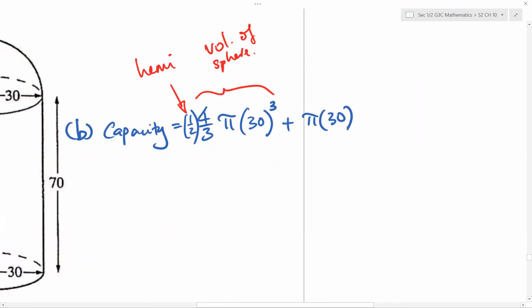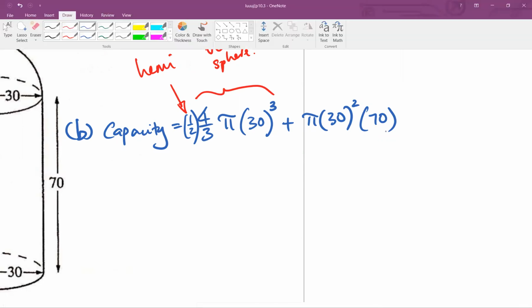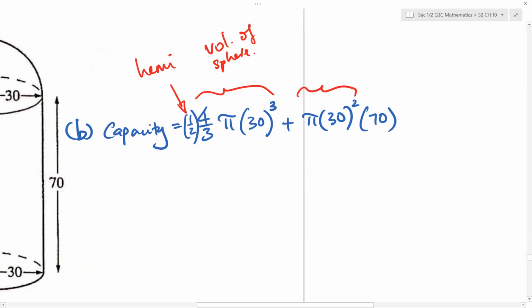Pi times 30. No. Times 70. Okay. Tell us what is pi times 30 square? What is this pi times 30 square for?